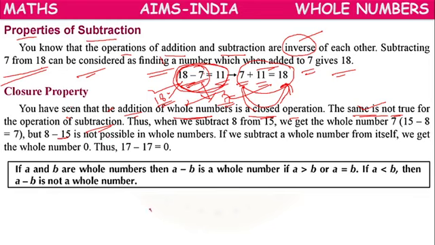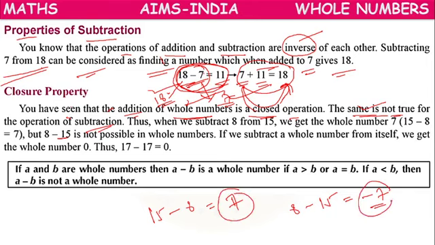So if you subtract 8 from 15, 15 minus 8 equals 7. If you subtract 15 from 8, you will get the answer minus 7. So 8 minus 15 is minus 7. So the properties which are true for addition may not be true for subtraction.